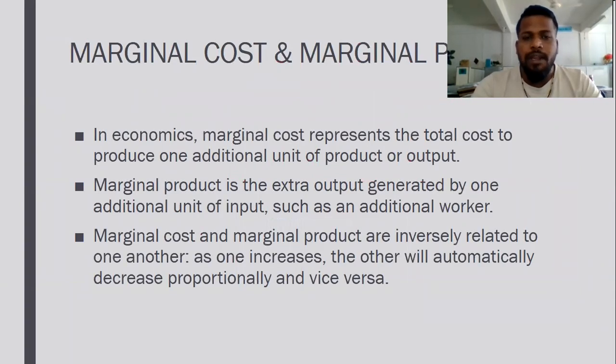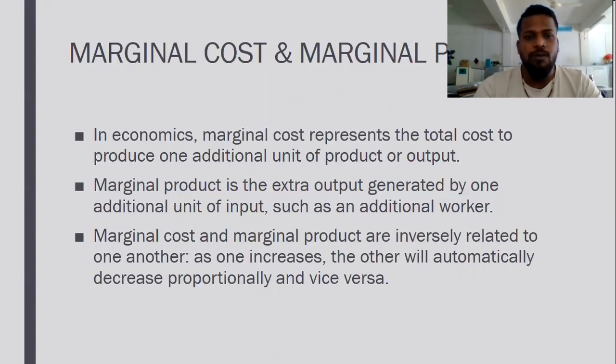In economics, marginal cost represents the total cost to produce one additional unit of a product or output. That means in order to create one more additional unit, the cost incurred by a firm is considered the marginal cost. Per unit cost is the average cost, isn't it? So the additional cost that a firm has to pay to create one more product is the marginal cost.